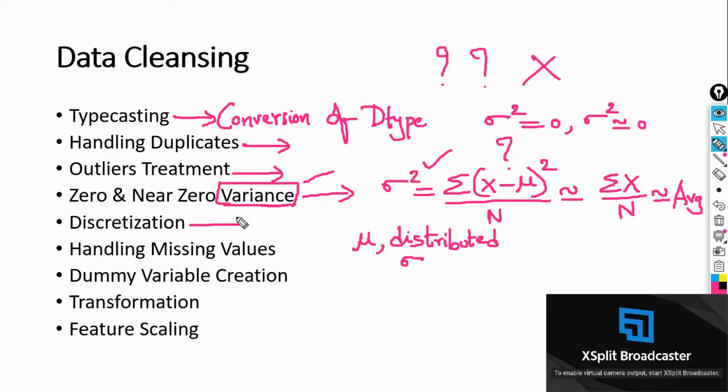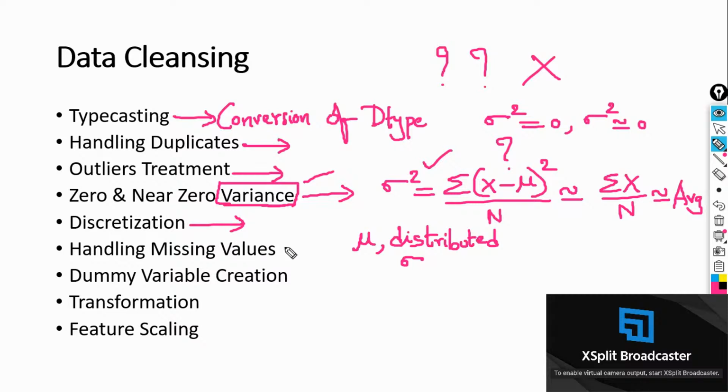Next comes discretization. What is this discretization? Discretization is nothing but binning, grouping. Okay, so in short, discretization is a technique used to convert continuous data into discrete data. Again, as an overview, we are actually trying to bin, to group.